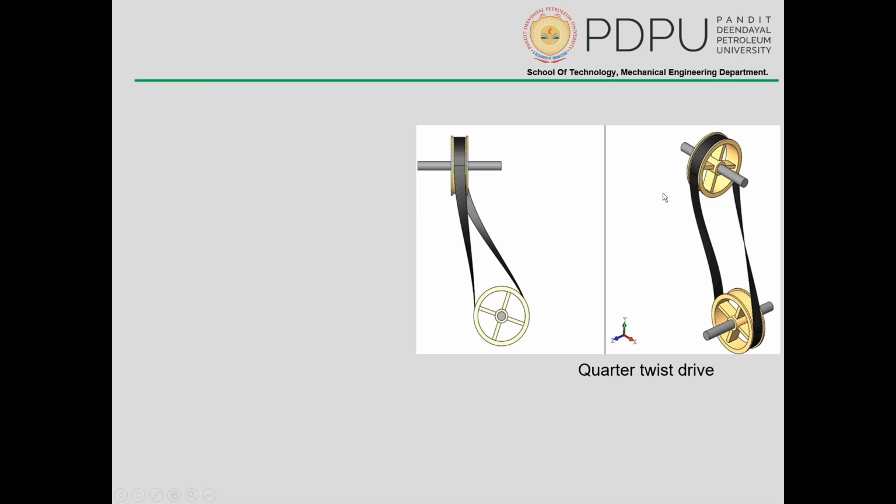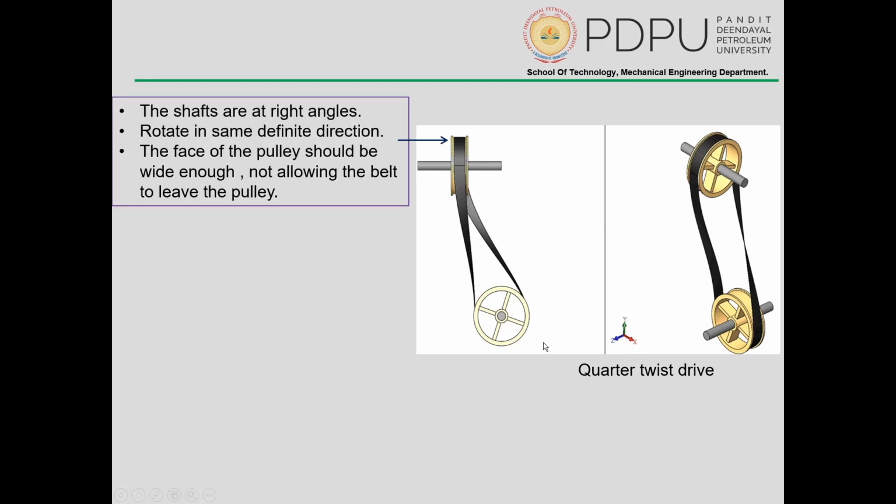In this case you can see that the shafts are at a 90-degree angle with one another. Obviously the rotation of the pulleys is in the same direction. One thing we have to remember is that the face of the pulley should be wide enough to not allow the belt to leave the pulley. So basically here slippage is possible, the belt could slip off from the pulley. So to avoid that, the face of the pulley should be wide enough.